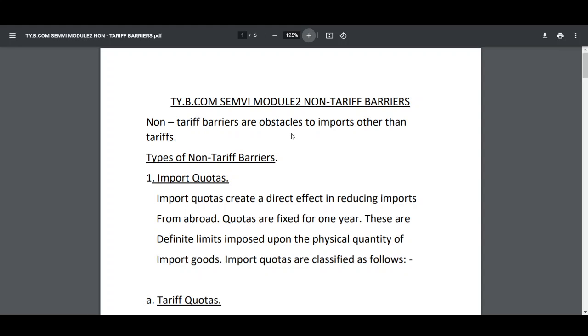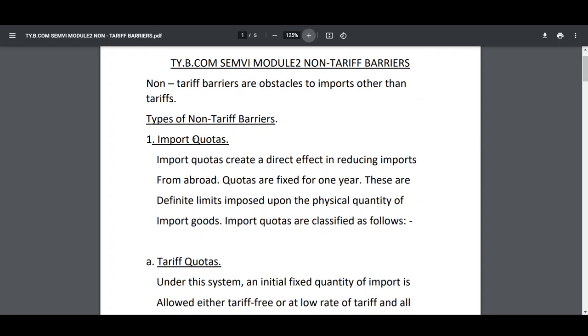Non-tariff barriers are obstacles to imports other than tariffs. Types of non-tariff barriers. First one, import quotas. Import quotas create a direct effect in reducing imports from abroad. Quotas are fixed for 1 year. These are definite limits imposed upon the physical quantity of import goods. Import quotas are classified as follows.